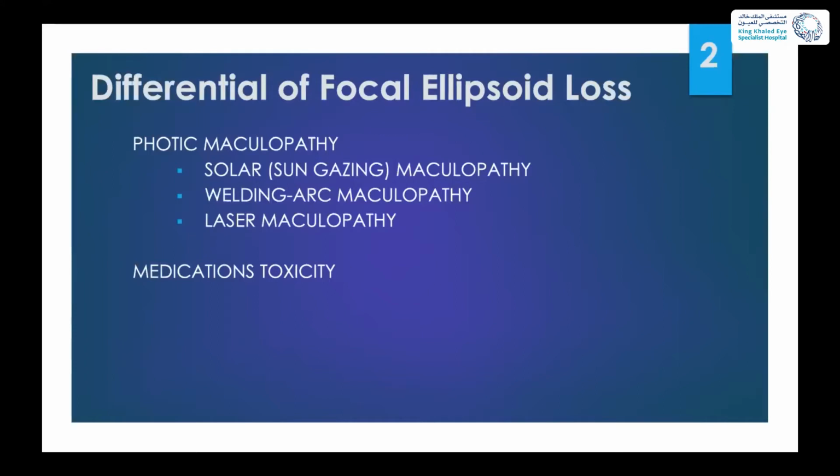And this diagnosis also can be ruled out by history. And the third diagnosis is macular dystrophy, like achromatopsia. And also this one can be ruled in or out by history, by asking about the family history of the patient. And the fourth diagnosis is multiple evanescent white dot syndrome. So if you have a patient with focal ellipsoid loss, you have to remember these differentials, and you have to dig in history to differentiate between them.